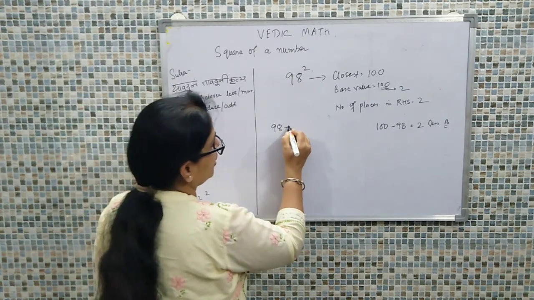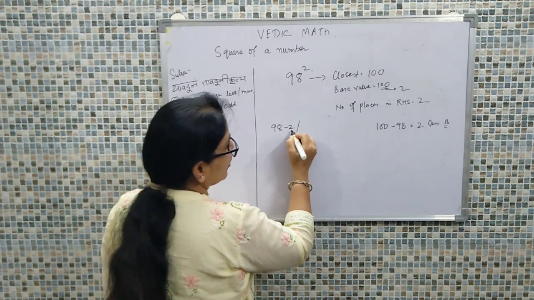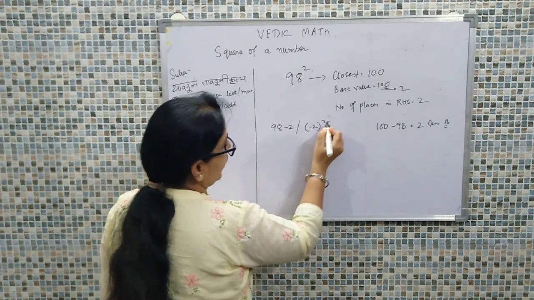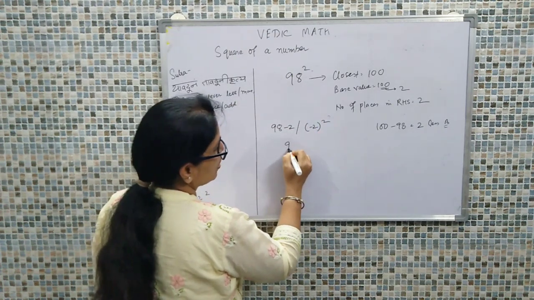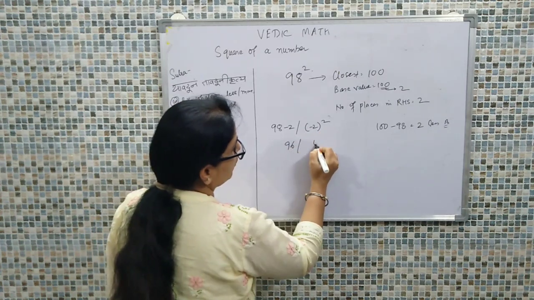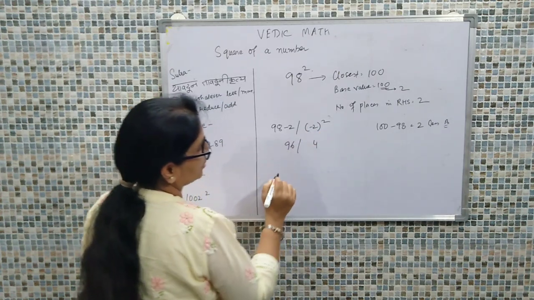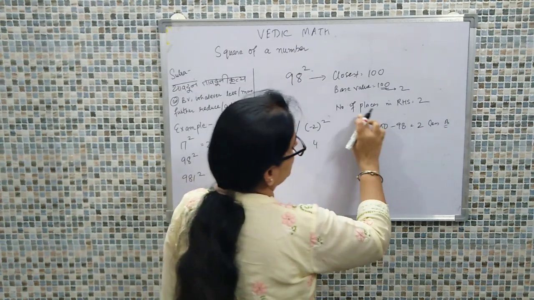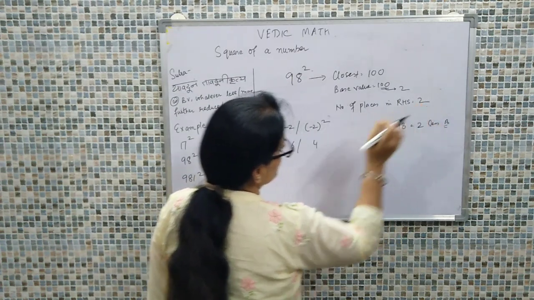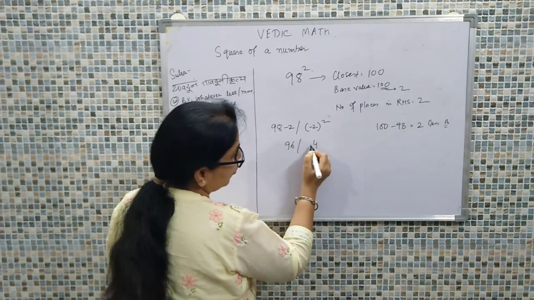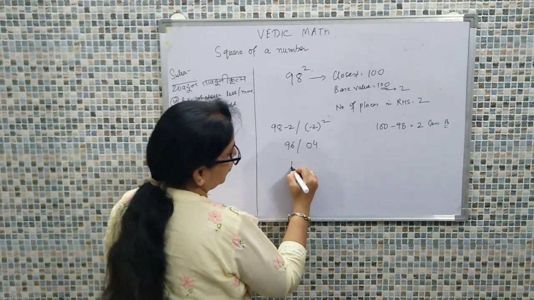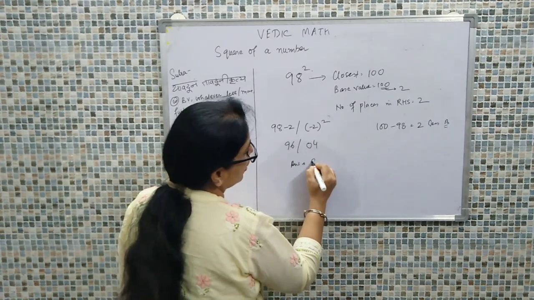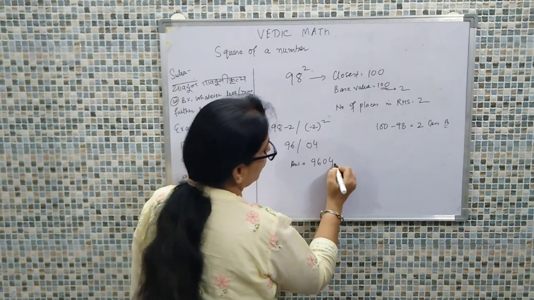Okay, so what we do is that 98, because we have identified it is 2 less, less means -2 oblique -2 का square. So 98 minus 2 is 96. 2 2s are 4. Minus into minus is plus. Now cross checking the number of places. Number of places in RHS is 2. So instead of 4 we have to write it as 04. Hence the answer is 9604.